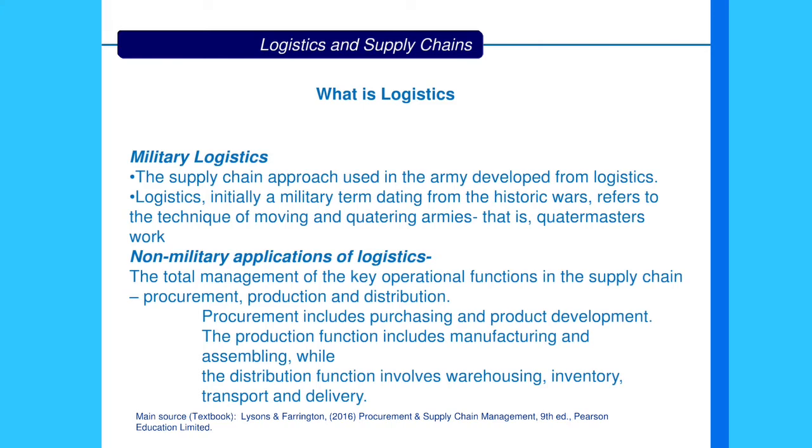What does procurement mean here? It includes purchasing and product development. The production function includes manufacturing and assembling, while the distribution function involves warehousing, inventory, and transport and delivery. So this is important in that context.